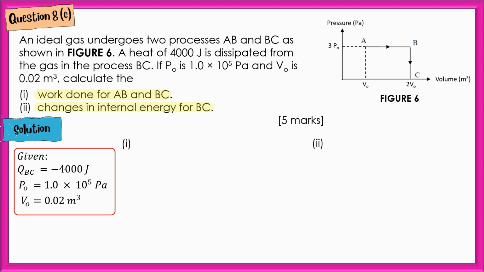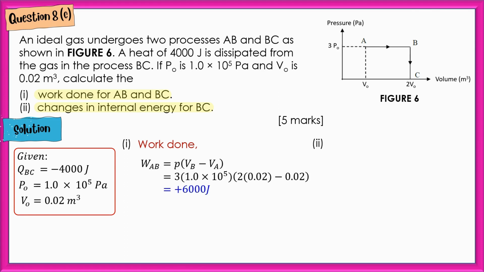To calculate the work done for AB, we refer to the area under the graph of AB. So WAB is equal to P times VB minus VA. P is equal to 3 P naught and VB is equal to 2 V naught. When you substitute the value of P naught and V naught, also VA, which is equal to V naught, you will get that WAB is equal to positive 6000 joule. Positive work means that the work is done by the gas.